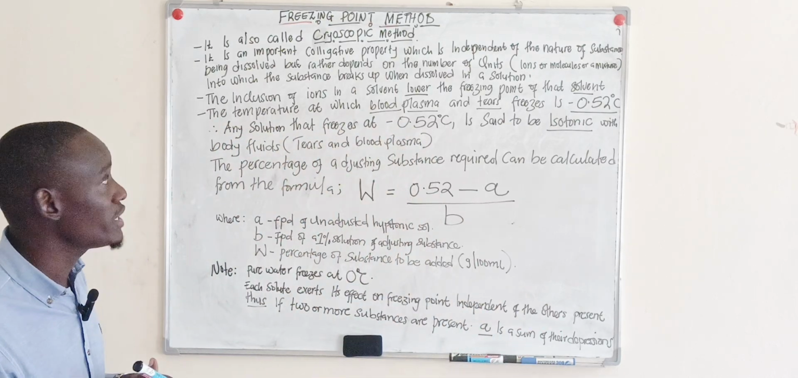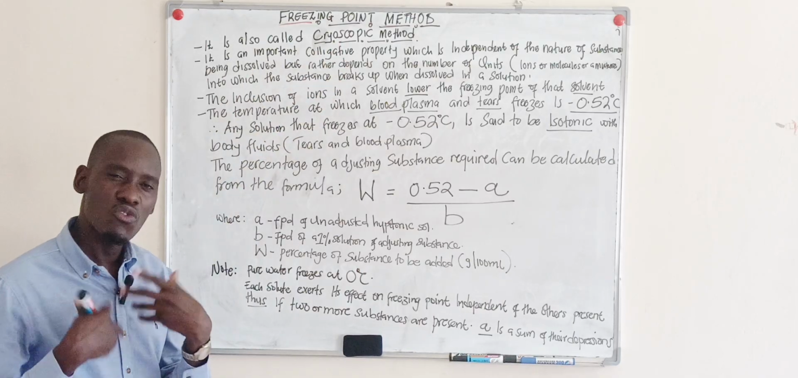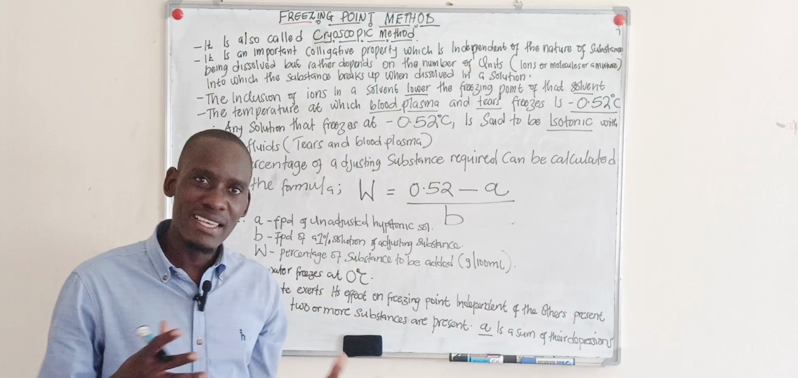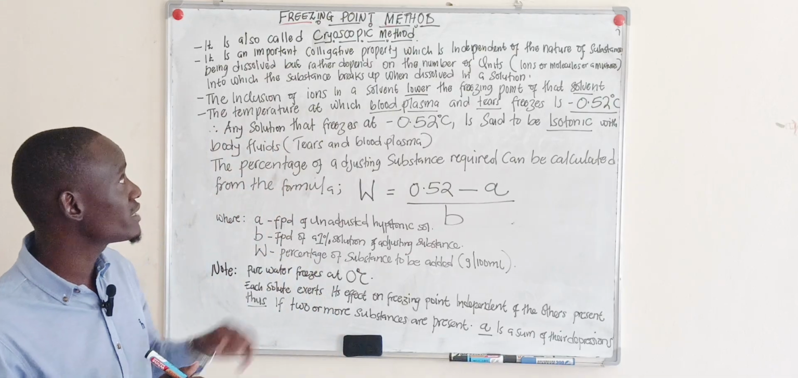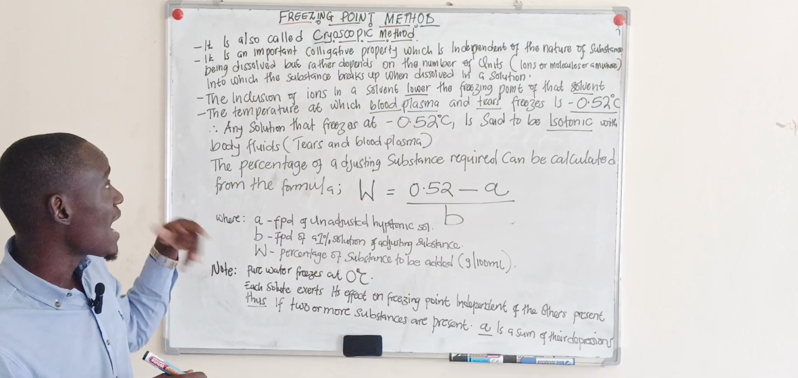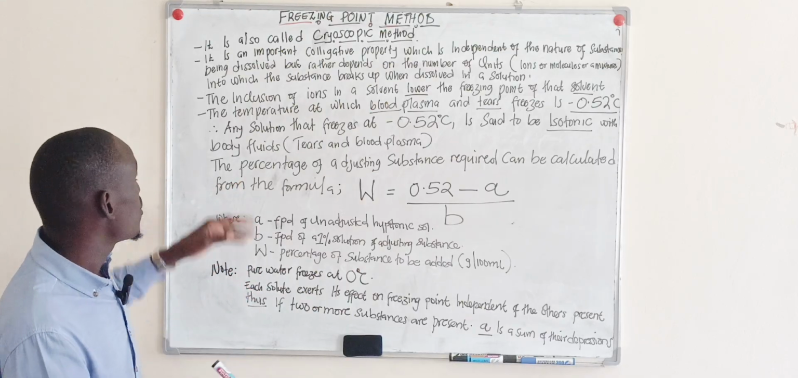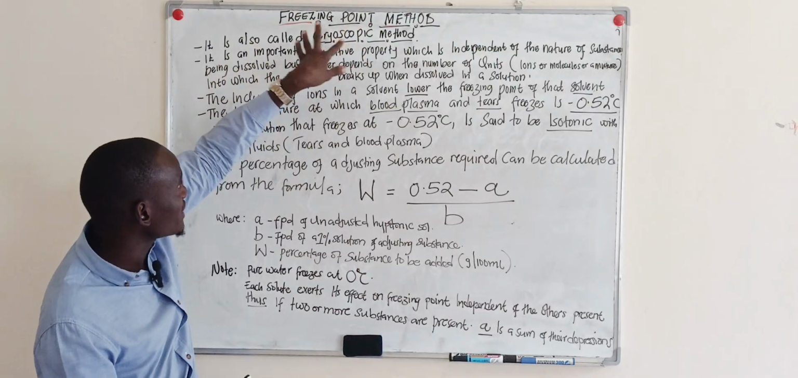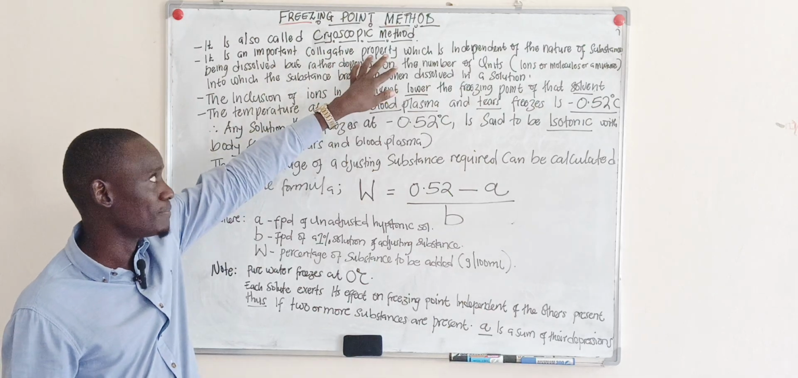What is freezing point method? Freezing point method, sometimes we call it cryoscopic method. So those words sometimes can be used interchangeably. Don't get confused, they mean the same. As we discussed in the previous methods, you understand that cryoscopic method or freezing point method is also a colligative property.